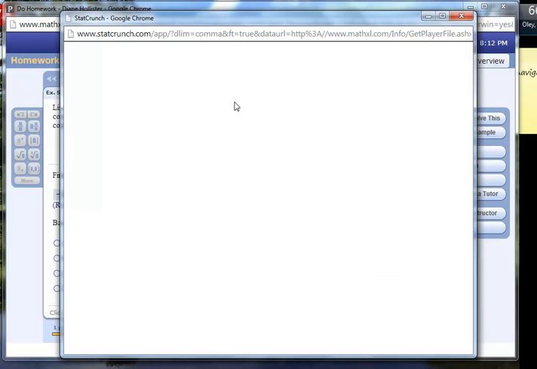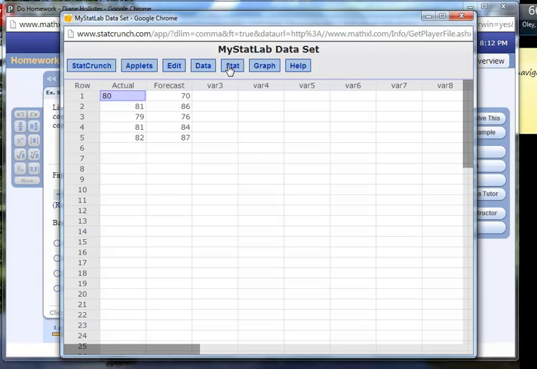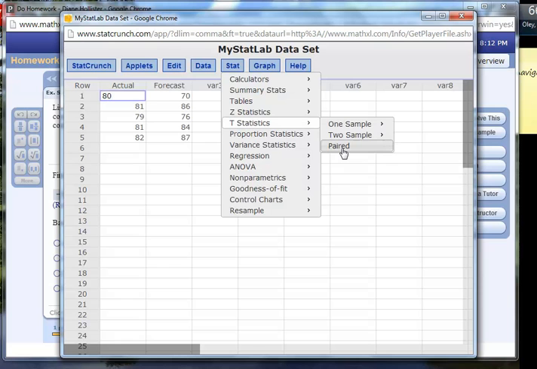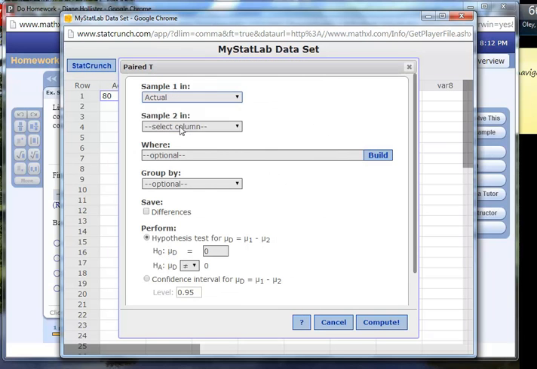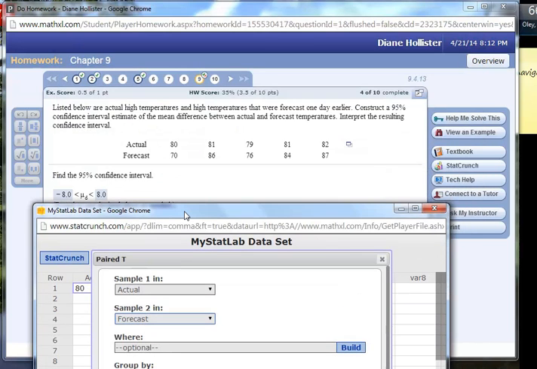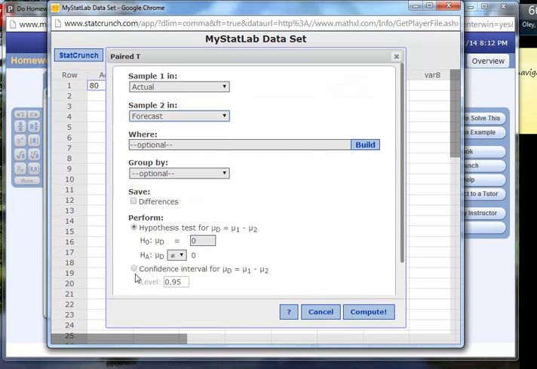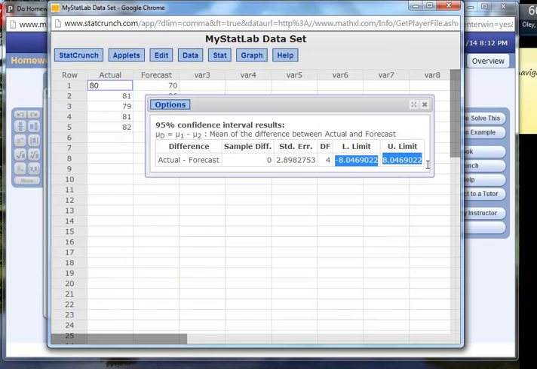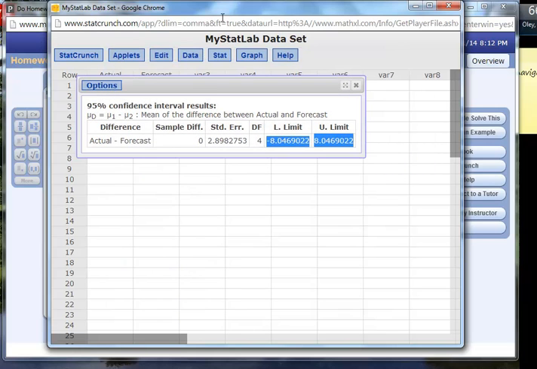So if you open these in StatCrunch, because these are a matched pair, you're still clicking T, but this time you're clicking paired. In this particular problem, it's asking us to find a 95% confidence interval. So we would simply click 95, click compute, and here you can see it's negative 8.05 to positive 8.05, or negative 8.0 to positive 8.0. Meaning again, because the interval includes 0, that basically there's not a whole lot of difference between the actual and forecast temperatures. They could go 8 degrees either way, the difference between the two, but we still would say that they're negligible. The mean difference is really still 0.